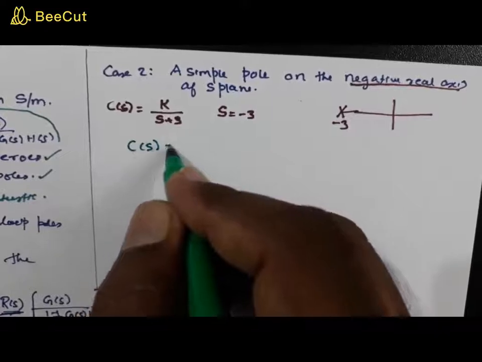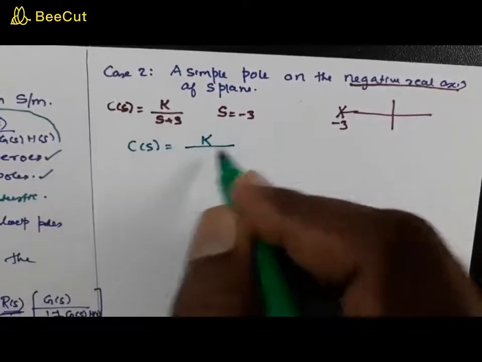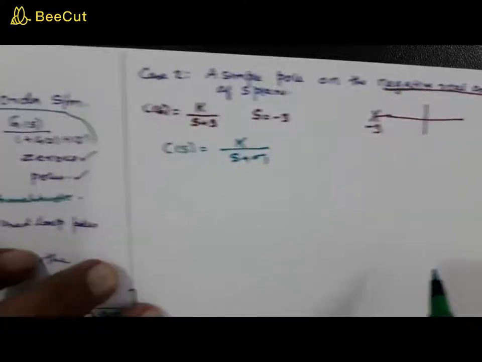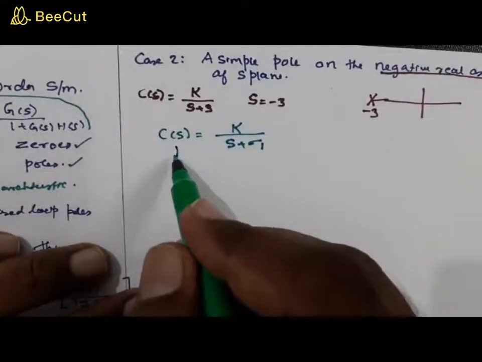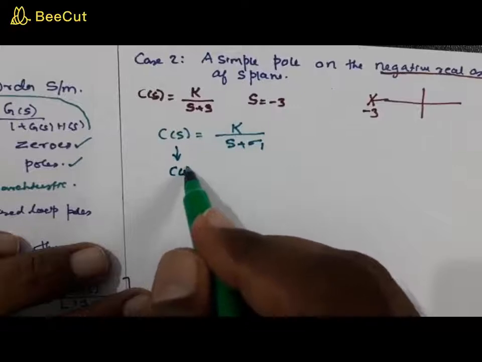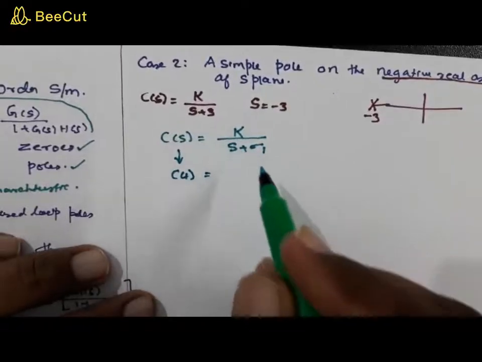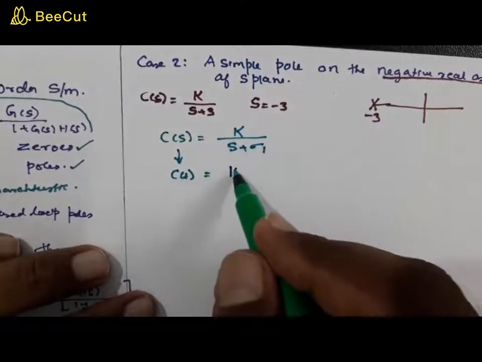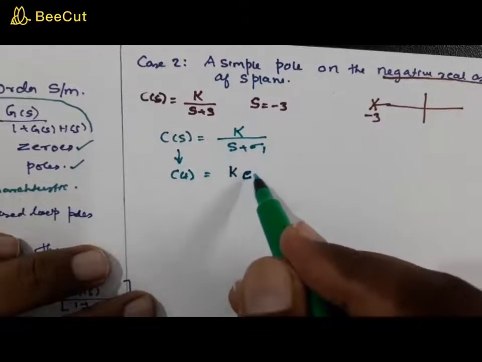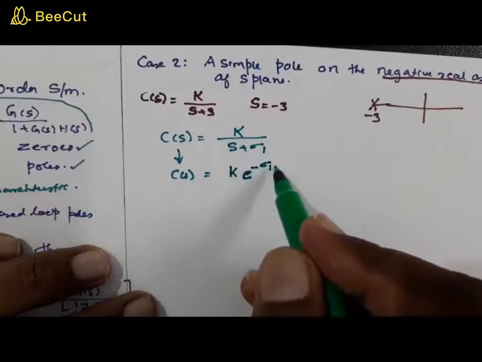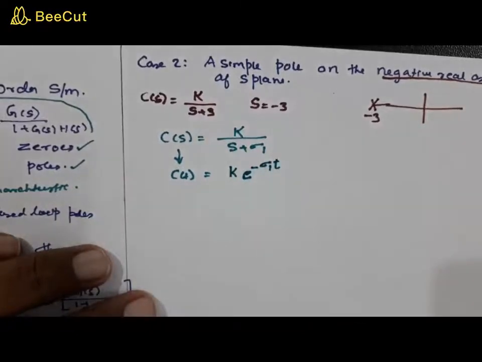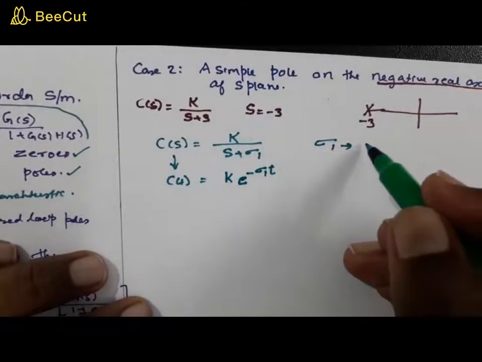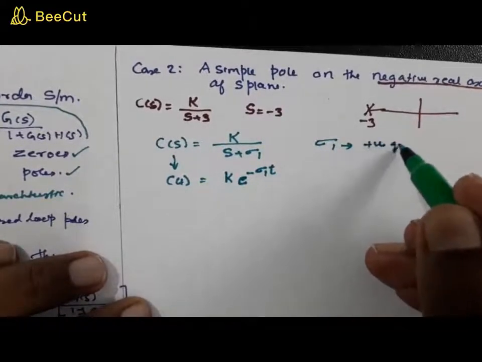Say for example, and now we are going to generalize, say k by s plus, say, some sigma 1, right? Now we know that when you take the inverse of this, that is when you take c of t, it is a Laplace inverse of k by s plus sigma 1, and we know that this is, say, k into e raised to minus sigma 1 into t, right? Where sigma 1 is a positive quantity.